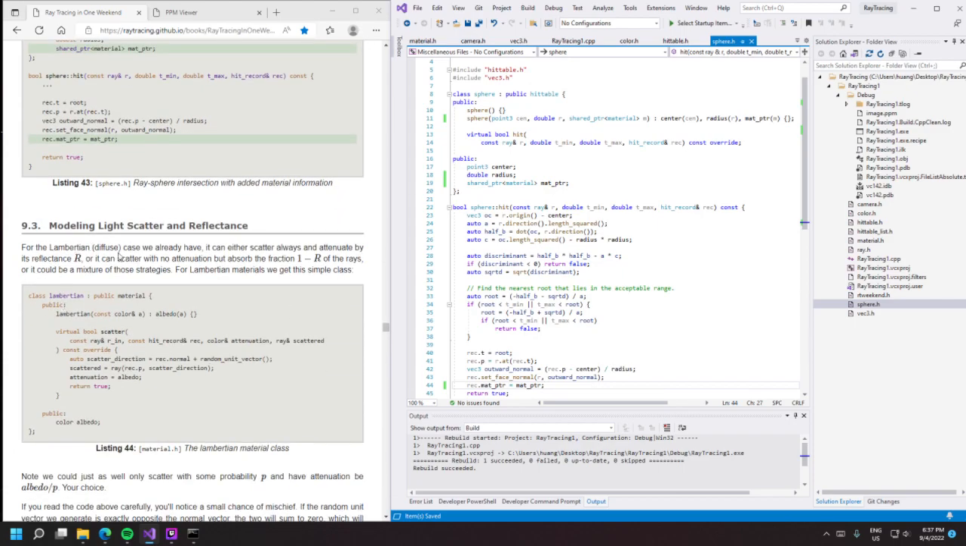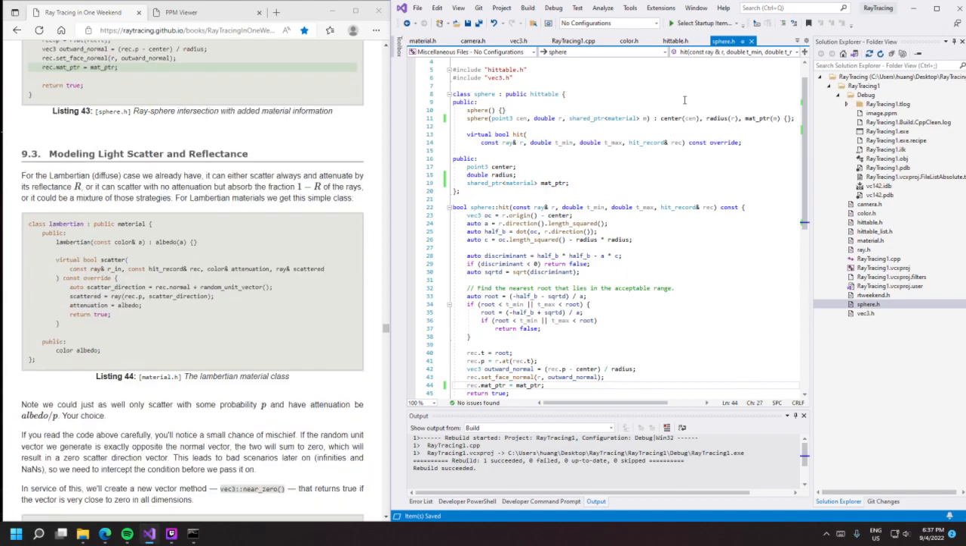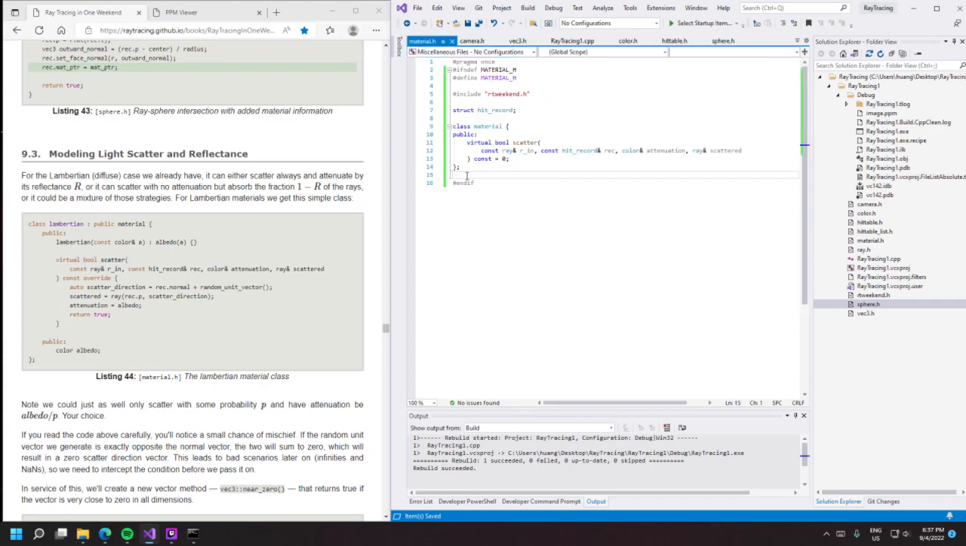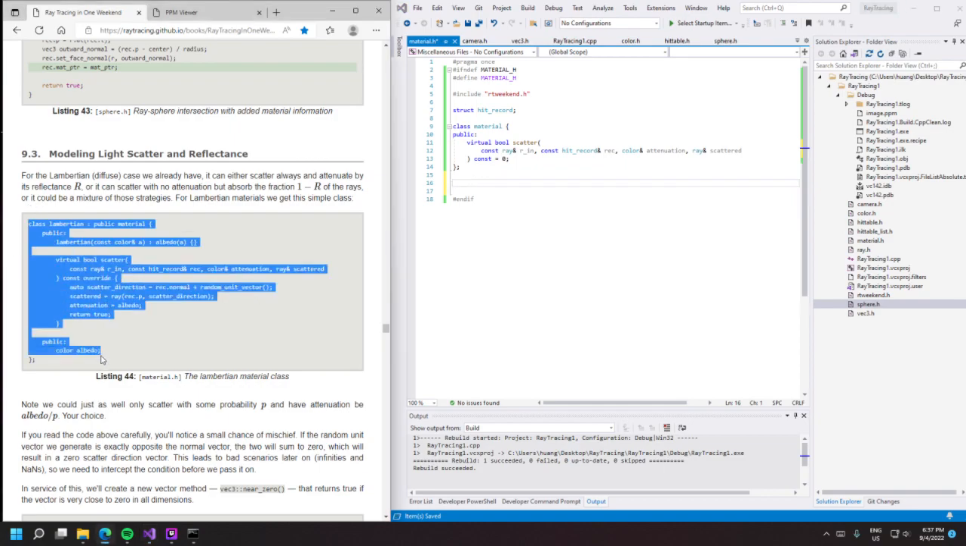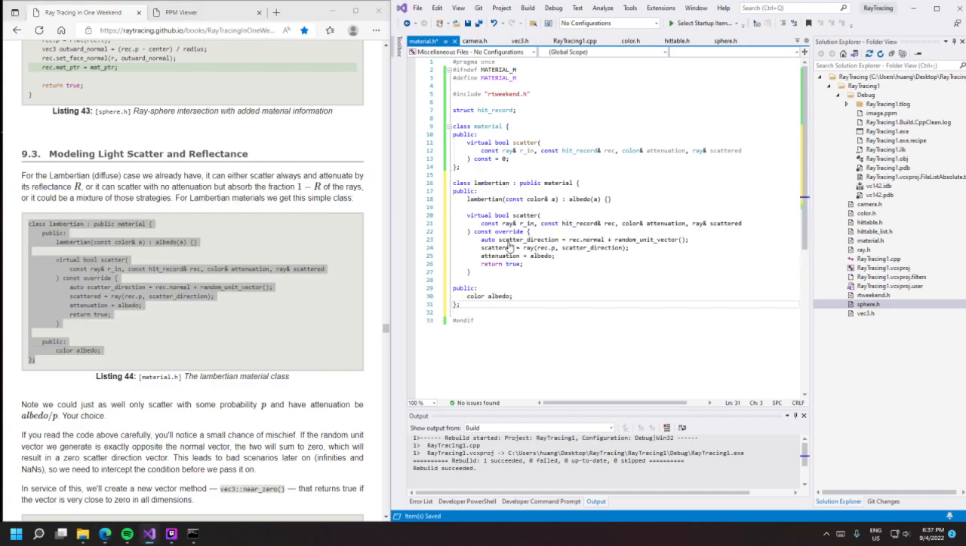And for the Lambertian case, it can either scatter always and attenuate by its reflectance R, or it can scatter with no attenuation but absorb a fraction of the rays. Or it could be a mixture of those strategies. For Lambertian materials, we get this simple class. Well, this is not simple at all for me, but yeah, let's do it without really understanding the whole thing. I'm too bad at physics to understand this. I mean, I know math, but I don't know physics this much.